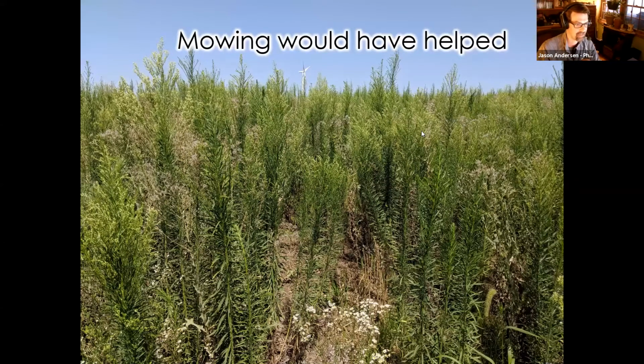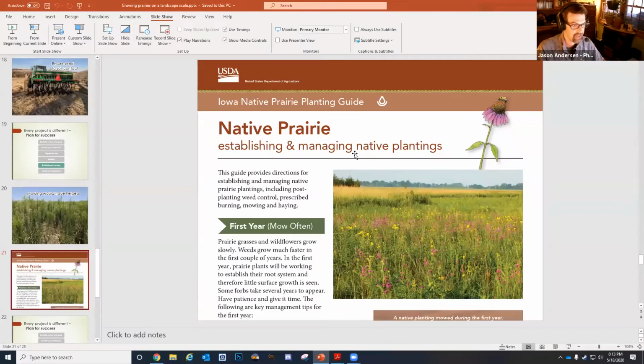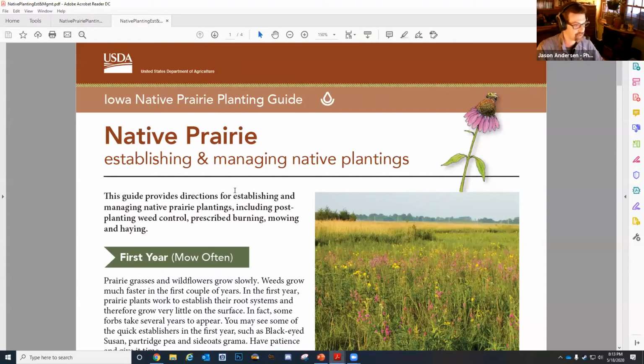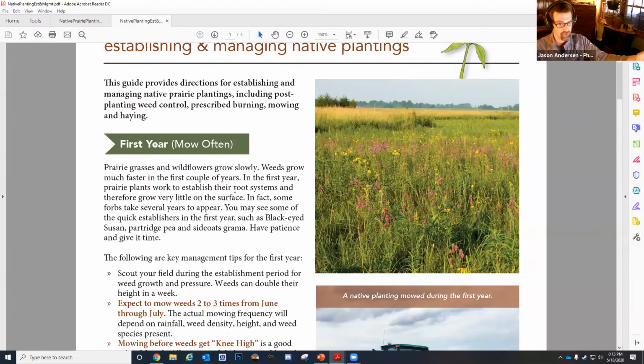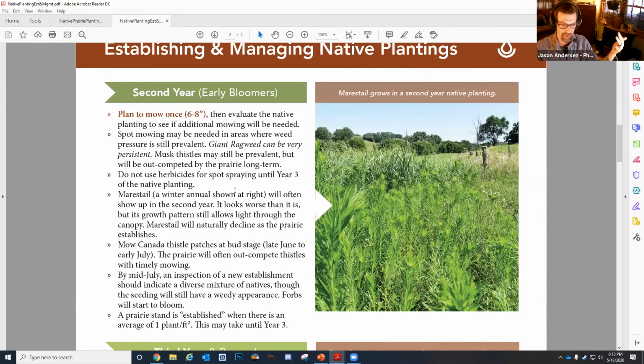Let's see what my next slide is. Yeah, so this is the second iteration. I put the first link in there, and what I'll do here is I'm going to close this out. But this handout talks all about establishment. So like I said, first year mow often, and then the second year you might need to mow a little bit more, but by then your perennial vegetation, the natives, are going to start taking off. This document also talks about burning as well as noxious weed control, like Canada thistle, other bad stuff.